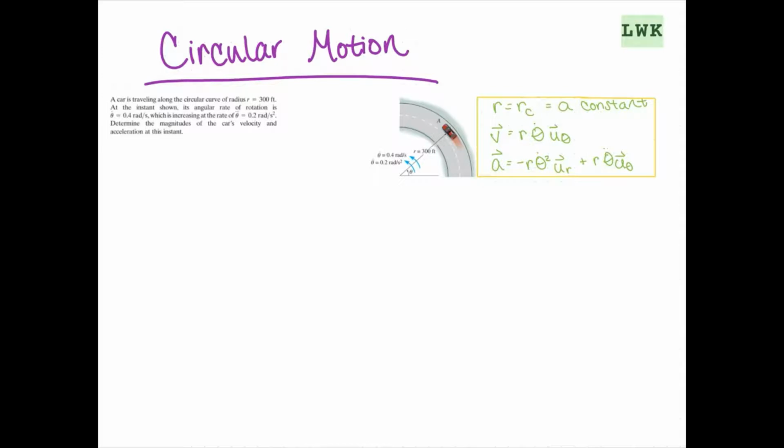So let's look at an example. A car is traveling along a circular curve of radius r equals 300 feet. At the instant shown, its angular rate of rotation is theta dot equals 0.4 radians per second, which is increasing at the rate of theta double dot equals 0.2 radians per second squared. Determine the magnitude of the car's velocity and acceleration at this instant. If you want, you can pause the video here and use these equations that we have listed on the right, or you can keep watching and we're just going to try to solve it out.